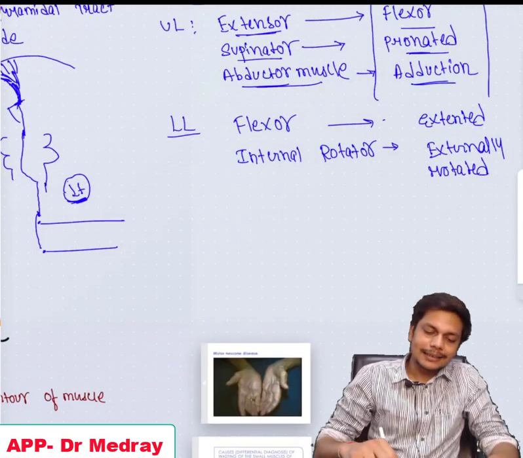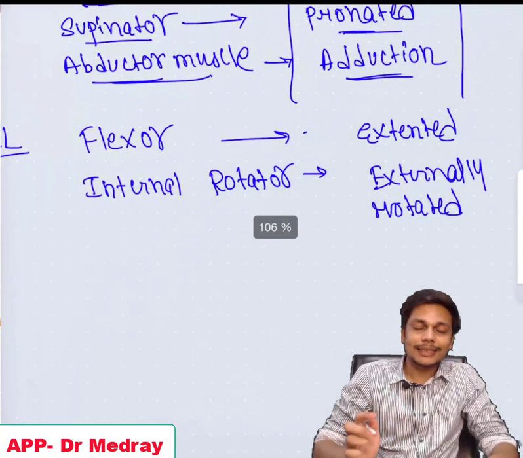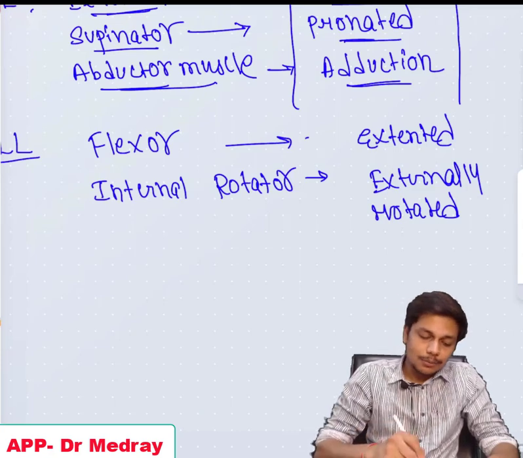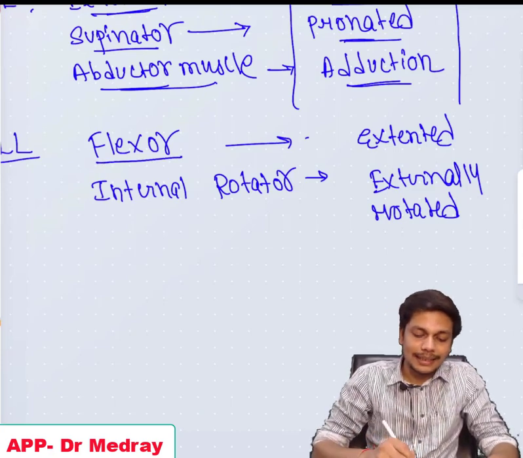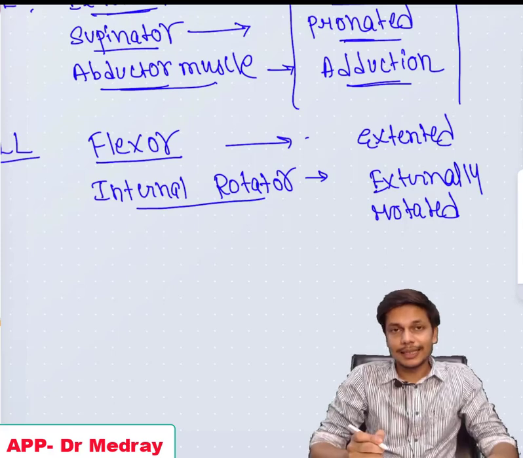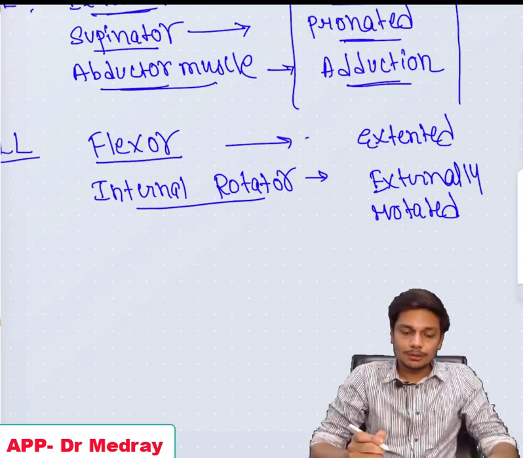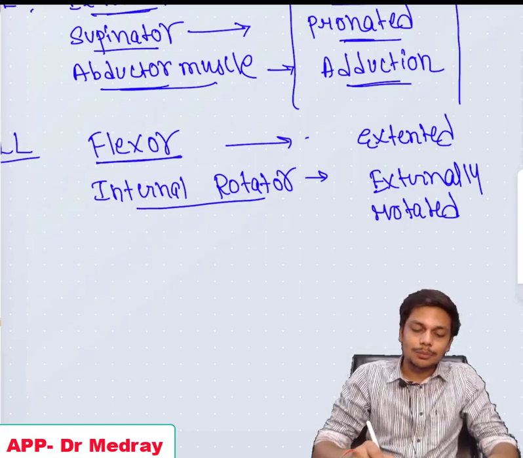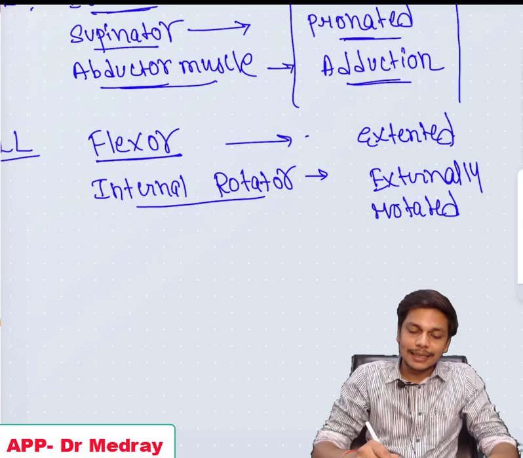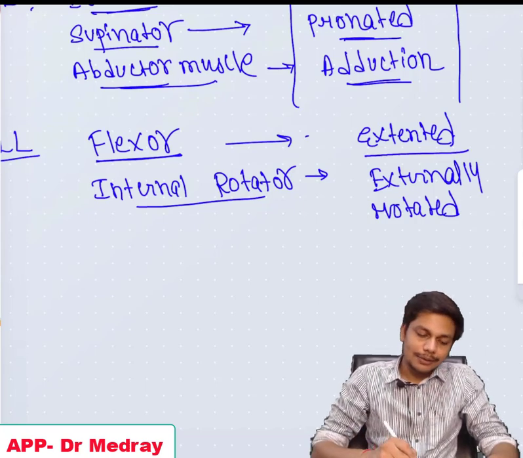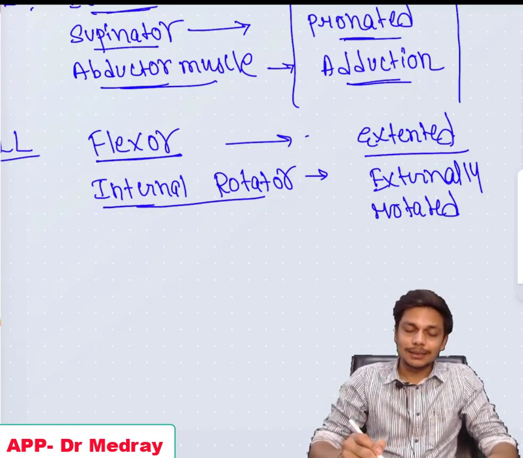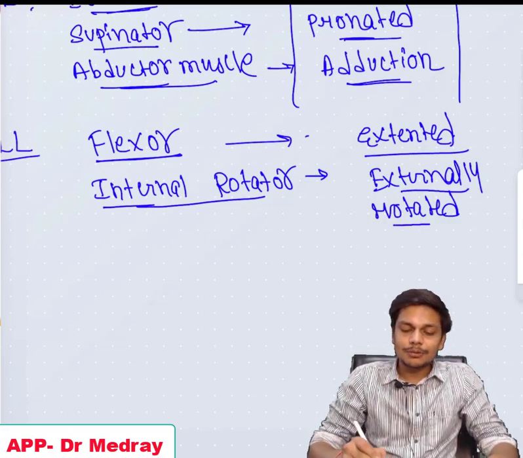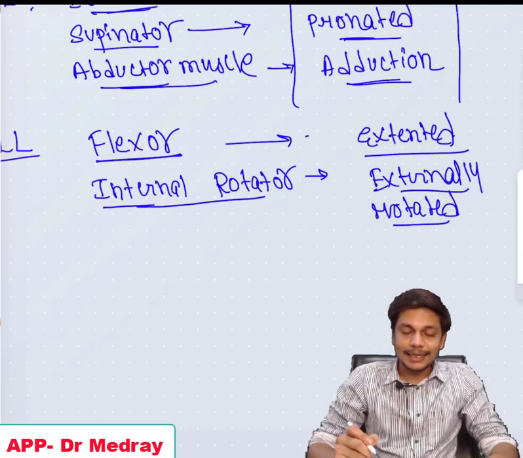So why will there be extension and external rotation in the lower limb? Because the corticospinal tract in the lower limb involves the flexor group of muscles and the internal rotator group of muscles. So there is weakness of the flexor group of muscles, which will lead to unopposed action of the extensor group, and the limb will be extended. There is weakness of the internal rotator muscles, so the external rotator muscles will become overactive and the limb will be externally rotated and extended.